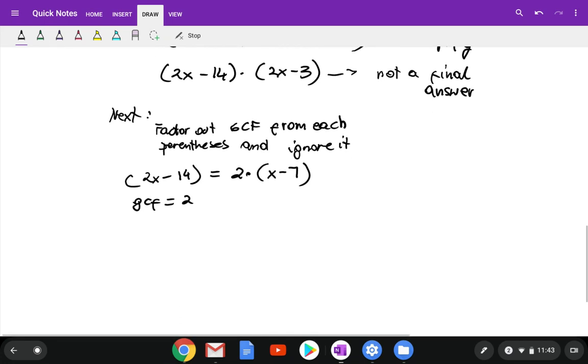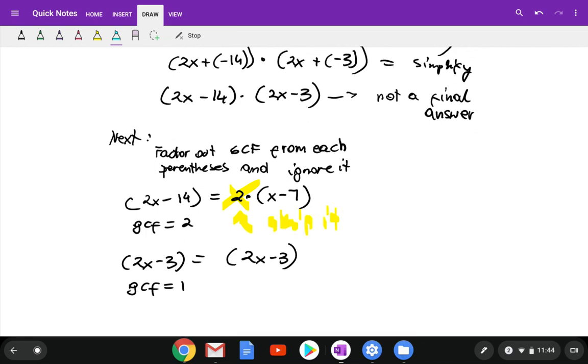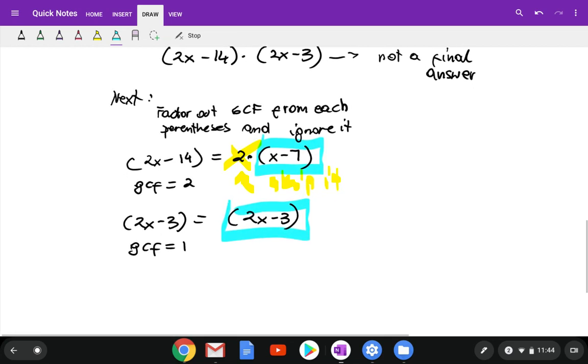Next, you have 2x minus 3. The GCF is equal to 1, so rewrite that as original, which is 2x minus 3. So in this algorithm, when you have those two groups and you find the GCF, don't forget that we're ignoring that GCF, okay? So we skip it, ignore it. So we find our two factors. Our two factors will be 2x minus 3 and x minus 7 only.